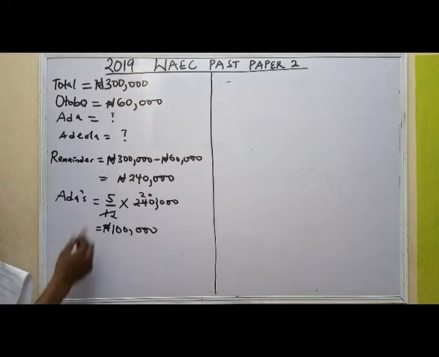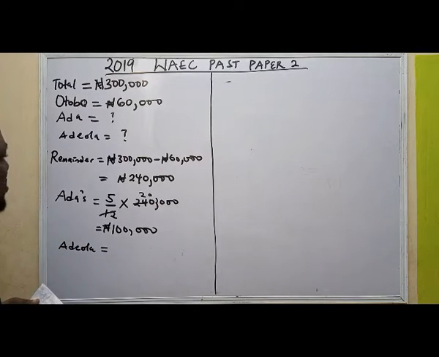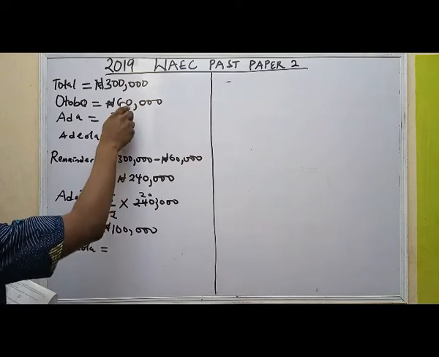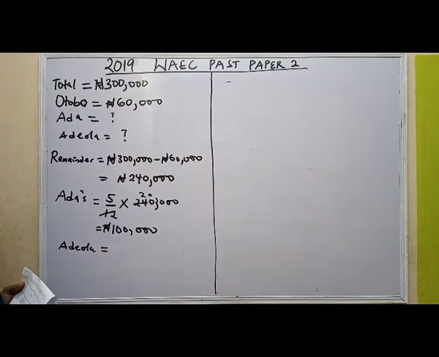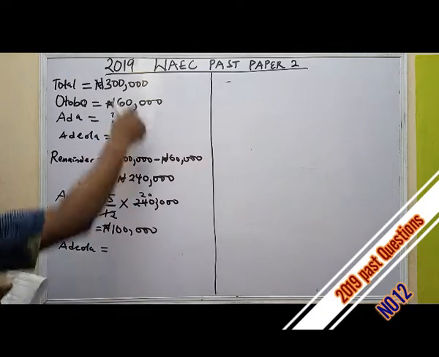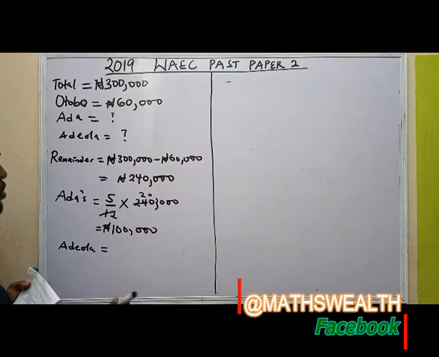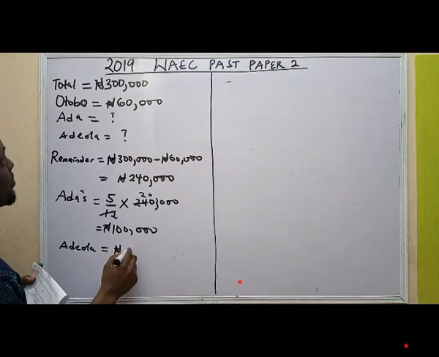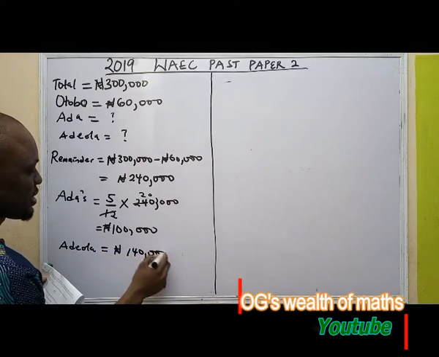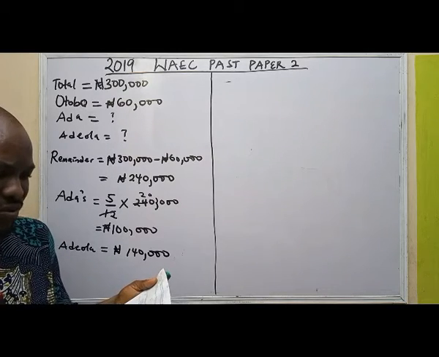Now, how do we get Adeola's amount? That's pretty simple. We add 60 plus 100 to get 160, so 300 minus 160 gives us Adeola's amount. Just add Ada's amount and Otobo's amount, subtract from the total amount, and that gives you Adeola's amount, which is 140,000 naira. This is a very simple question.